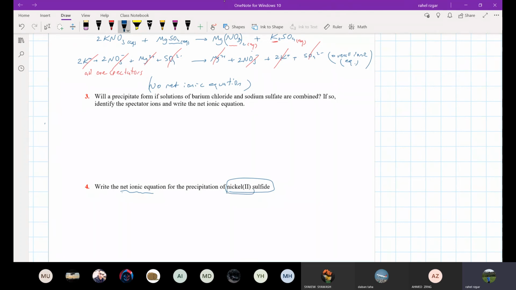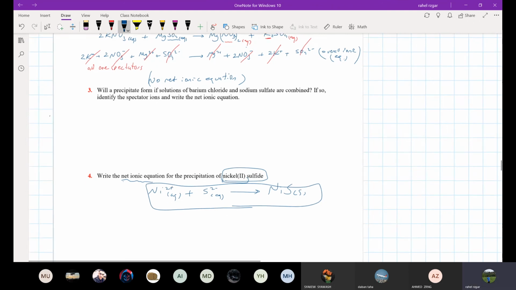So it's nickel 2 plus with sulfide as 2 minus. At first they were aqueous and they have become solid. Nickel sulfide, they have become solid. That's the net ionic equation. That's the result. That's all.